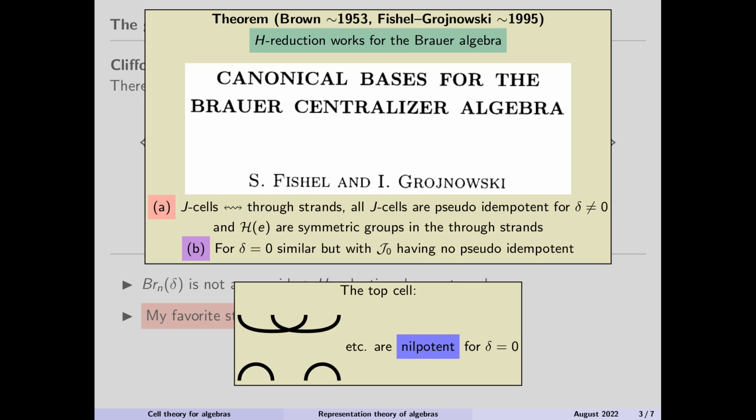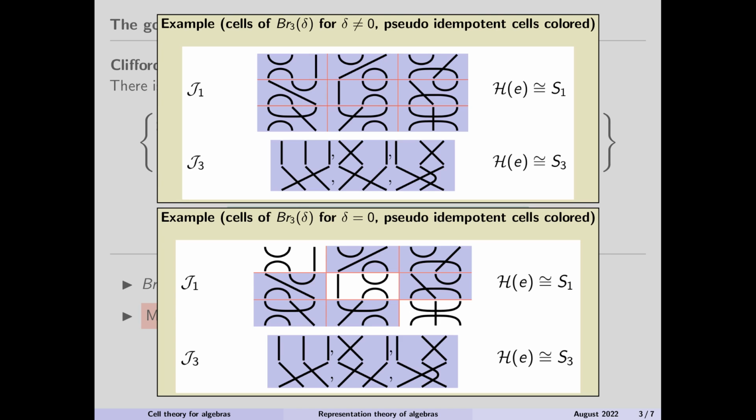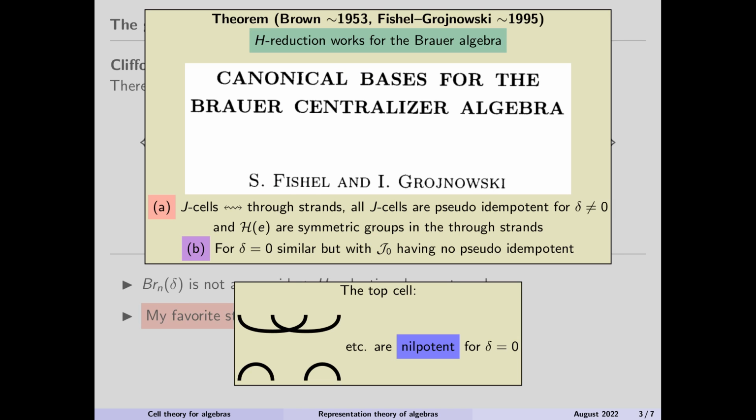The idea actually goes back to this paper from the 1990s. Highly recommended. And what we just discovered, which Ben explained very nicely, is that my two-sided cells correspond to through strands, to the belts. It's not completely obvious, but it's not hard to see that all cells will have pseudo-idempotents, unless you hit the delta equals 0 case. So there's one extra case, so that's why I have A and B here. It's a little bit sad that there's some kind of parity nonsense that turns out here.